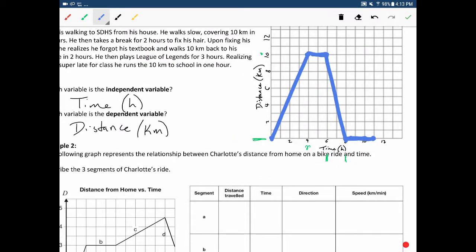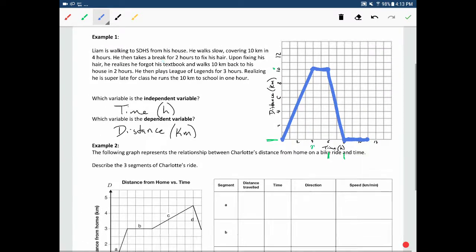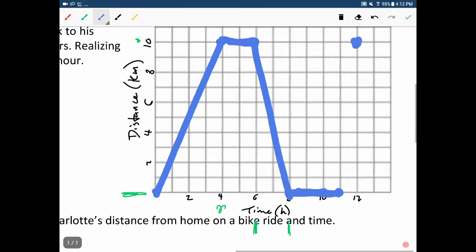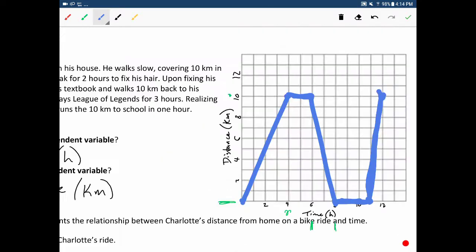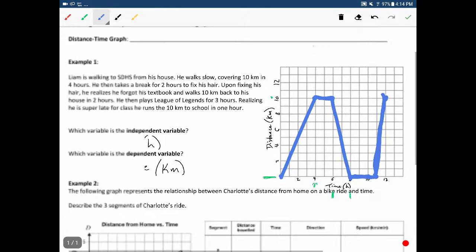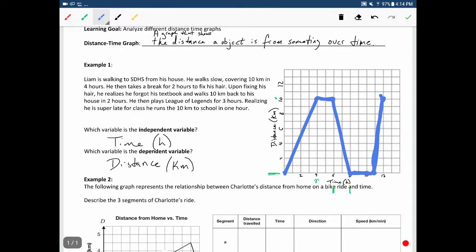Okay. So after 3 hours, no distance has passed. He's still at his house. So then he realizes he's super late for class, and in 1 hour now, he's going to run 10 kilometers. So he's going to run back up to that 10, but this time it's only going to take him to the 12th hour, because he's going to run fast. And again, you'll notice that this time the line is going to be even steeper. And there we go.